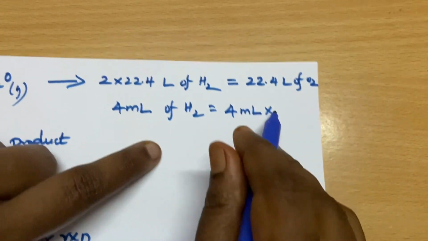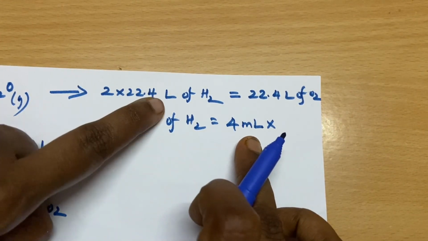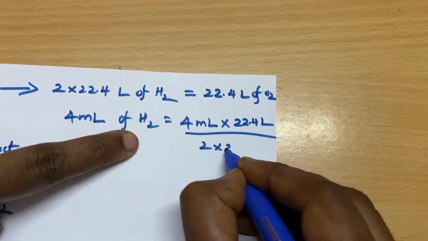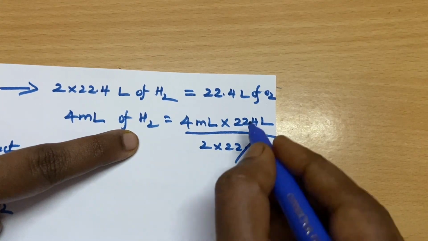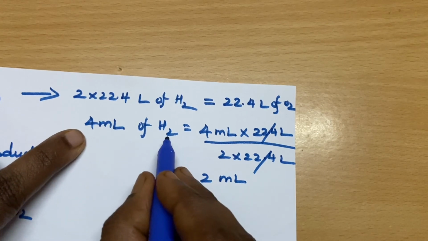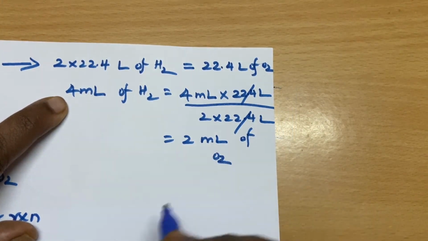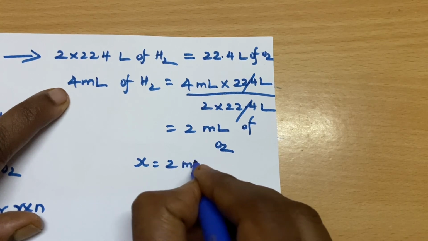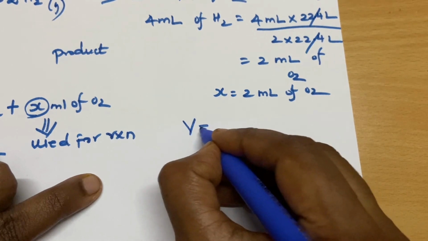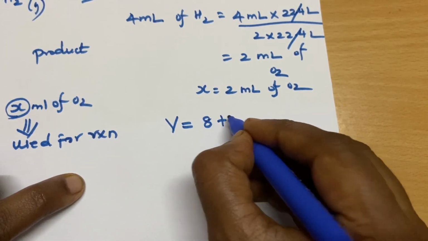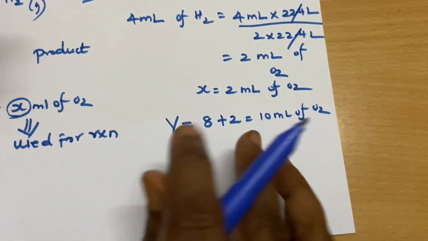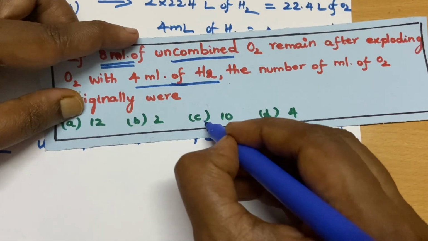You may think this is in milliliters and this is in liters, but anyway it is going to get cancelled out, so I am not going to change that. This liters also cancels out, so this is 2 ml. So 4 ml of hydrogen requires 2 ml of oxygen. So this is the value of x, 2 ml of oxygen. Okay, so let's substitute the value here. So V ml is equal to 8 plus 2, which is 10 ml of oxygen. Isn't that interesting, students? So the value is 10.